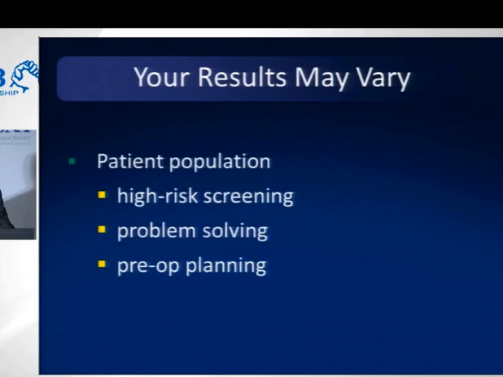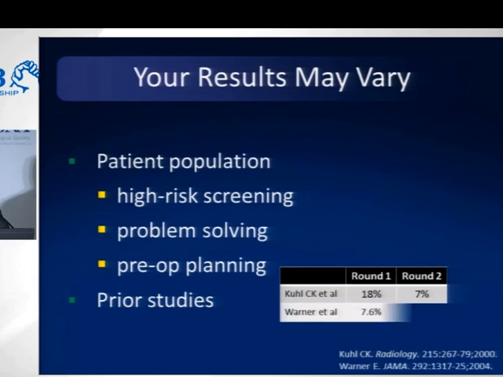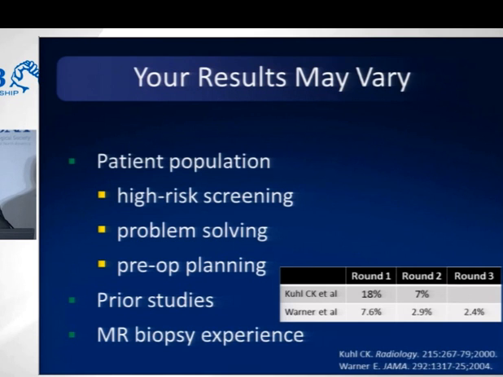But recognize that your results may vary depending on your patient population, whether you're looking at high-risk screening or problem-solving populations or preoperative planning, and certainly whether the patient has had prior MRIs. So in a study by Dr. Kuhl, in the first round of MRI screening, they found 18% of cases were probably benign. In the second round, only 7%. And in another study, went from about 7.5% down to 3%, down to 2.5%. So when you have prior MRIs, you expect fewer and fewer probably benign lesions.